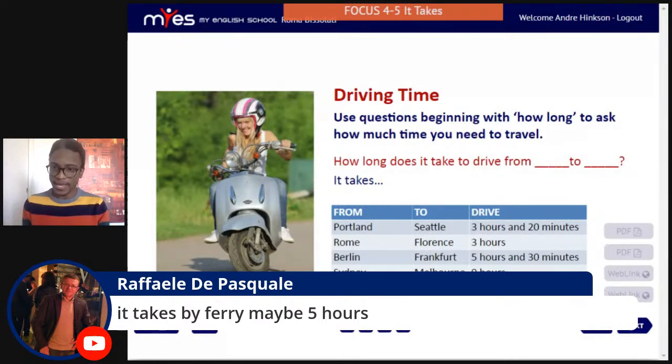Pasquale says, this time in the morning. In the afternoon, even more than 4 hours sometimes. Okay, so maybe more than 4 hours in the afternoon, with traffic or without traffic. But in the morning, it might be 5 hours. Okay, good.